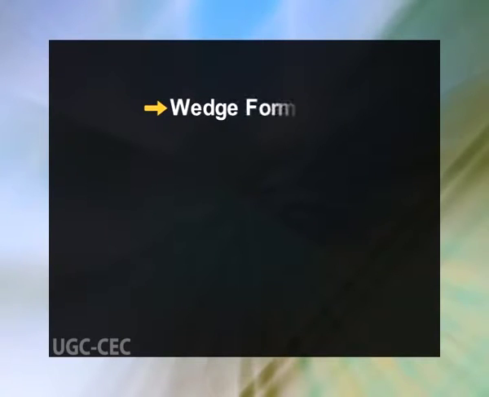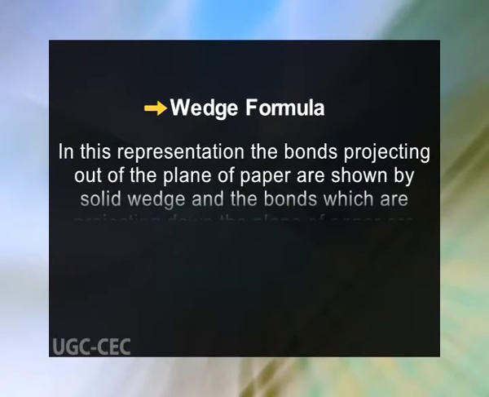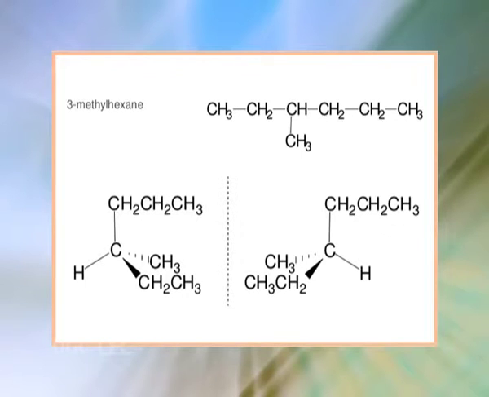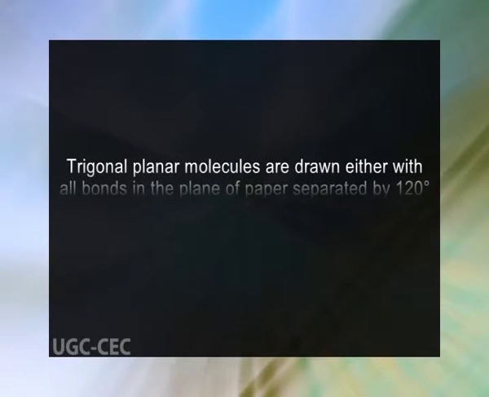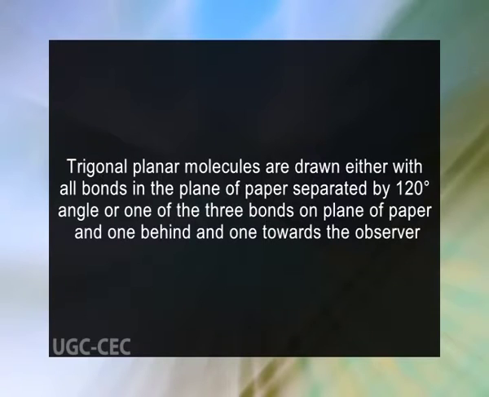First is wedge formula. In this representation, the bonds projecting out of the plane of paper are shown by solid wedge, and the bonds which are projecting down the plane of paper are represented by dashed wedge. The bonds which lie in the plane of the paper are represented by solid line. In case of tetrahedral atom, two bonds are drawn in the plane of the paper with an angle of 109 degree, and a wedge and dashed bond are drawn close to each other. Trigonal planar molecules are drawn either with all bonds in the plane of paper separated by 120 degree angle, or one of the three bonds on plane of paper and one behind and one towards the observer.